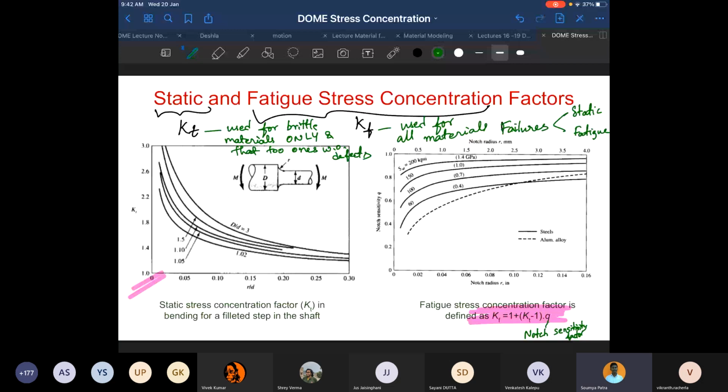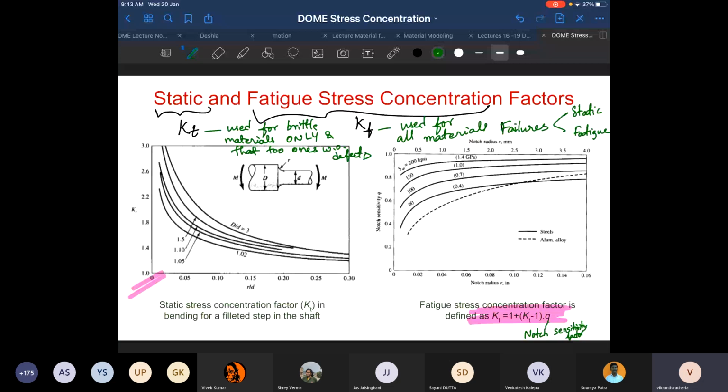I couldn't understand the point why you said that we should only use the concentration factors for brittle materials. The reason is for ductile materials, once yielding sets in, yielding will set the maximum limit for the stress. It will not allow the stress to go beyond that.